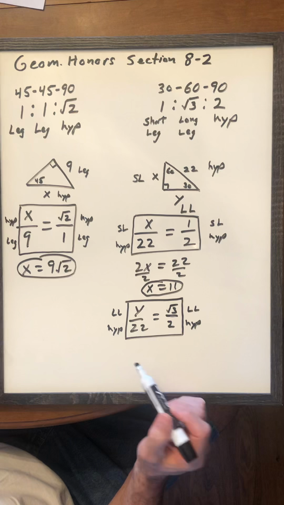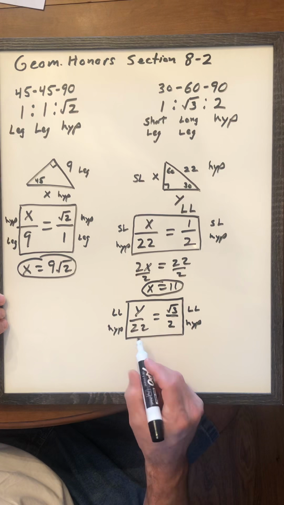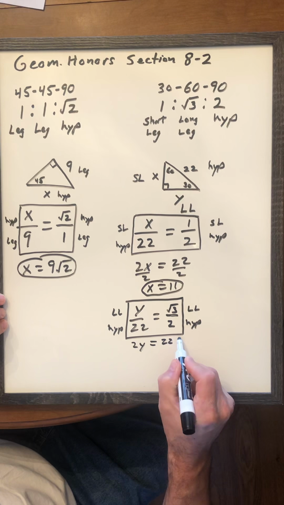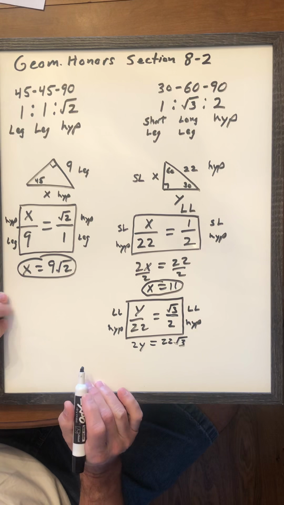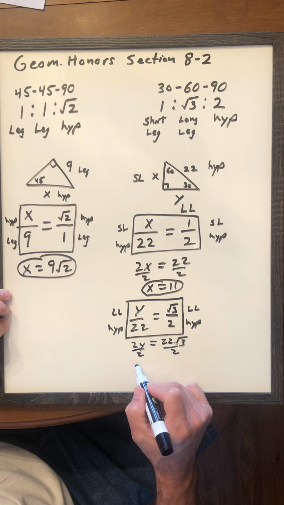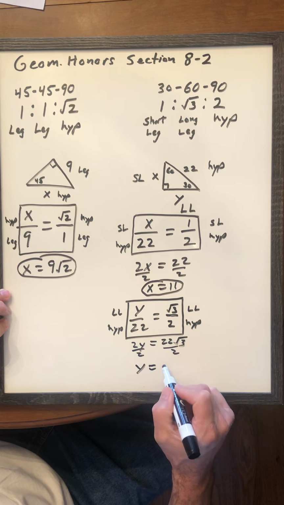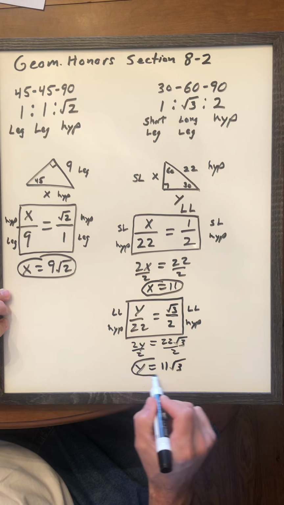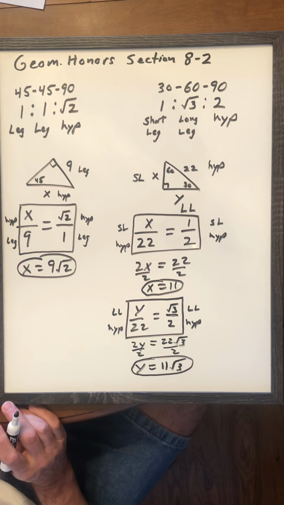And then, since we have a proportion, we cross multiply and solve. 2y equals 22 square root of 3. And then we're going to divide both sides by 2, and we get y equals 11 square root of 3. And so now I found my y.